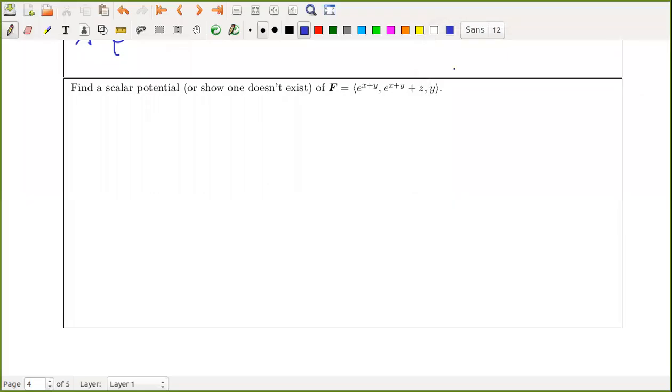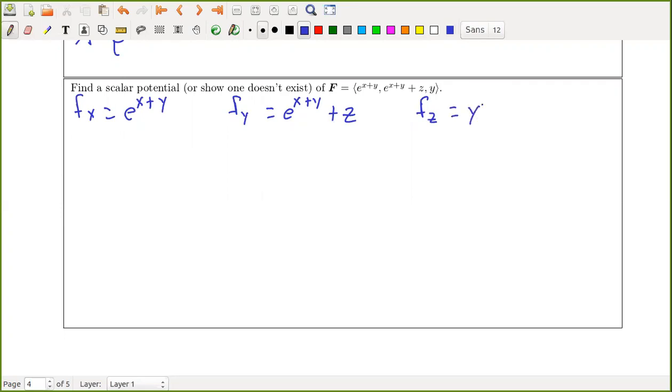All right, so now we want to find a scalar potential of this vector field. In other words, we have three equations that we want to solve. We want to find a function whose x derivative is equal to e to the power of x plus y, a function whose y derivative is equal to e to the power of x plus y plus z, and a function whose z derivative is equal to y.